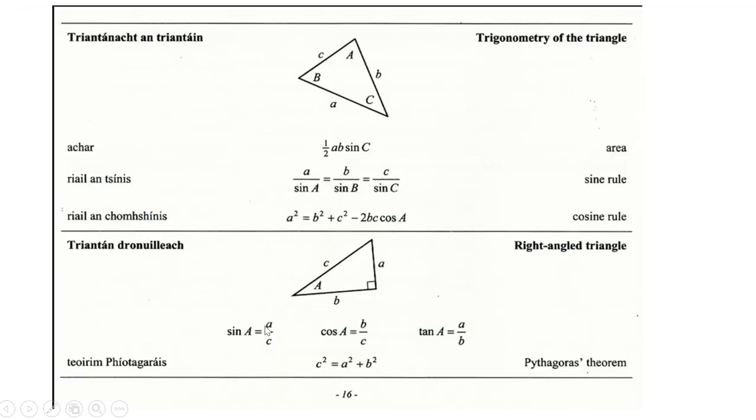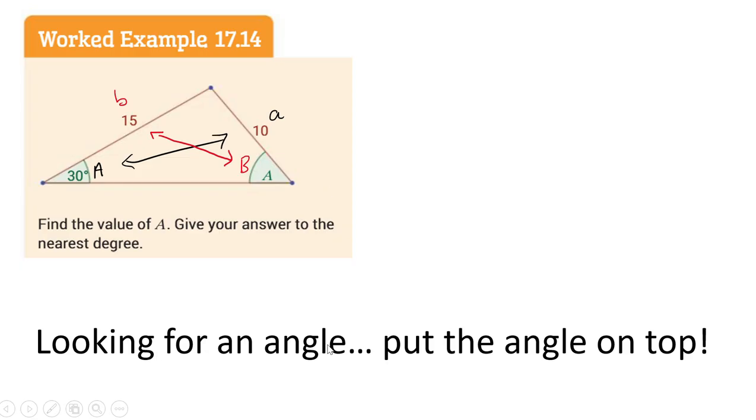Okay, so we set up our formula. Remember this. Here's our formula. Look at the side lengths on top. All you've got to remember is you only need two of them when you're doing these equivalent ratios. If we're looking for an angle, we flip these. So looking for an angle, we put the angle on top. So instead of it being a over sine A and b over sine B, we just flip them: sine A over a, sine B over b. Looking for an angle, put the angle on top. Make a note of that.